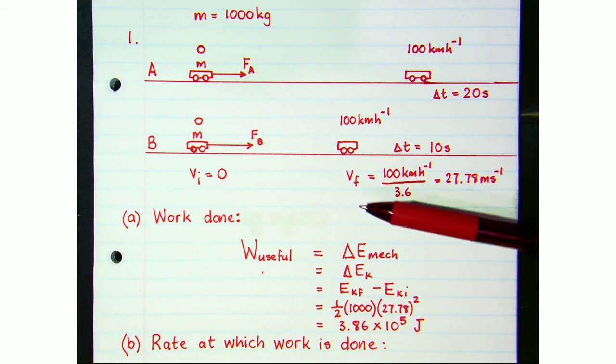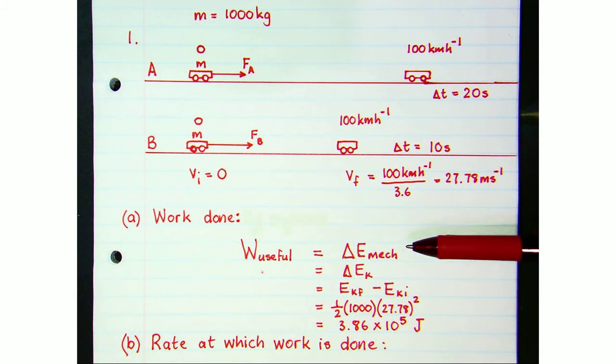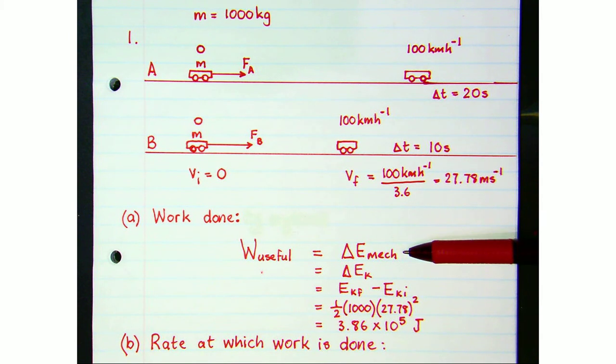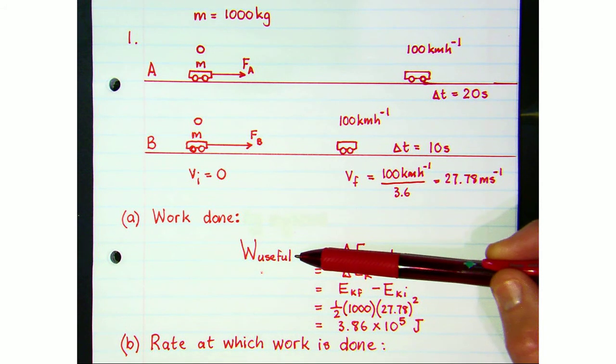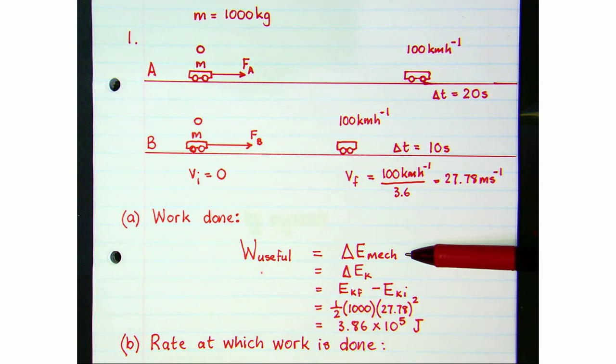So that's how much useful work was done. Useful work is often considered to be whatever the change in mechanical energy of an object is. So if something's speeding up, then its kinetic energy is changing. If something's being lifted off the ground, then its potential energy is changing. So the useful work done by the engine is considered to be equal to a change in the mechanical energy of the car.